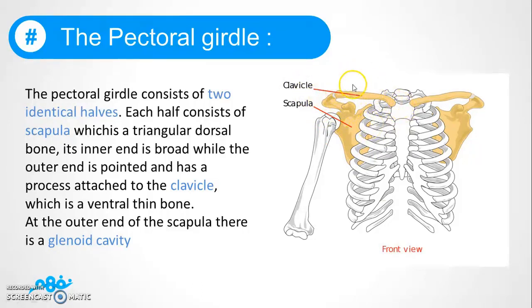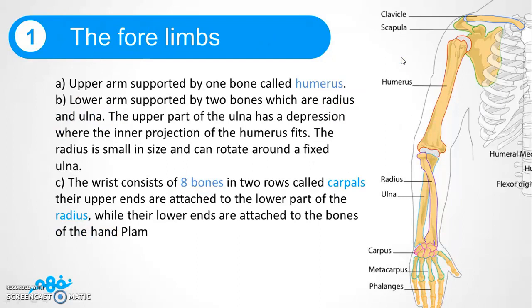And then we have a cavity, and this cavity is called the glenoid cavity. Focus on that, so important, guys. That is called the glenoid cavity. It is here between the scapula and the clavicle. And this side is the same as the other side with the scapula and the clavicle. So we should say 2 identical halves. That's all about the pectoral girdle. Who's next? The forelimb. The pectoral girdle attaches the forelimb to the whole body.